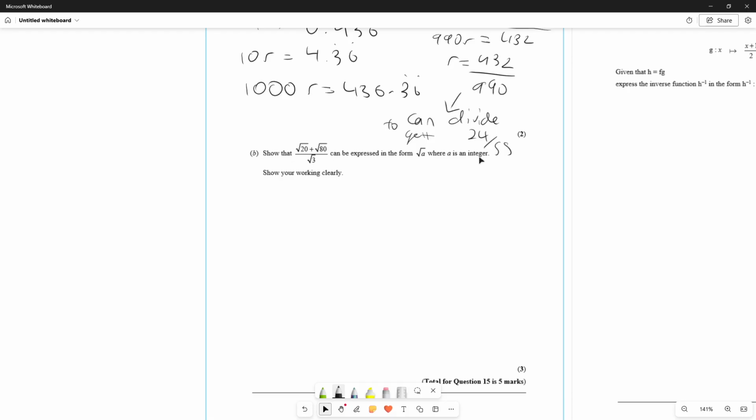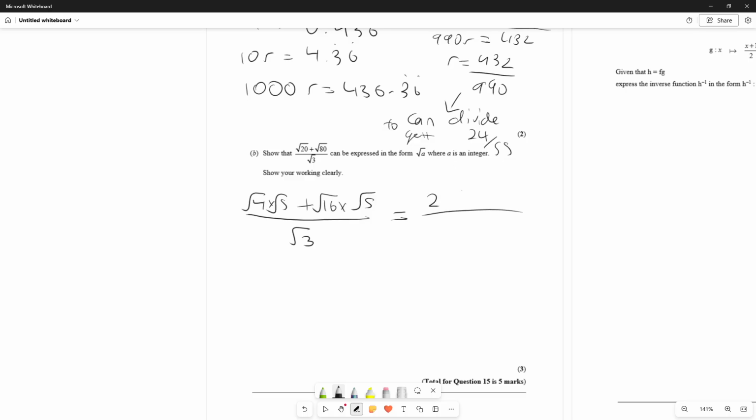This can be expressed in the form root a, where a is an integer. Okay, so first let's simplify the surds. What this means is, let's break them down. So root 20 is root 4 times root 5, and root 80 is root 16 times root 5, and then root 3 is root 3. Notice root 16 is 4 and root 4 is 2, so we have 2 root 5 plus 4 root 5 over root 3. Then we can add these root 5s together to get 6 root 5 over root 3. If we times by root 3 at the bottom, we can get rid of it, and we get 6 root 15 over 3, because the surds multiply, and we get 2 root 15.